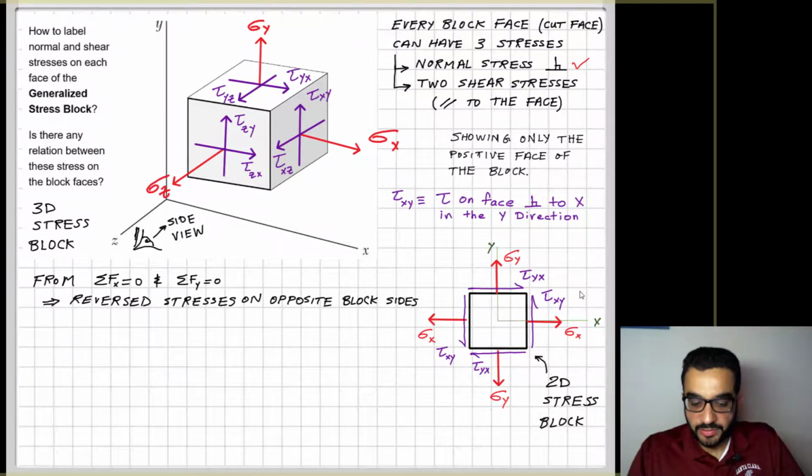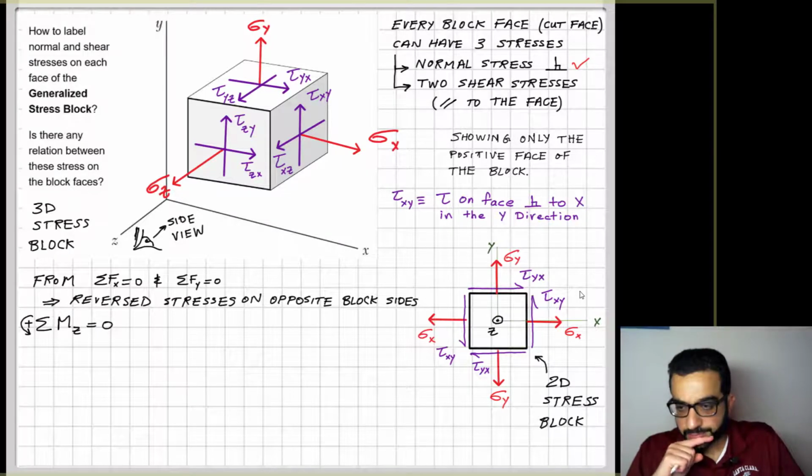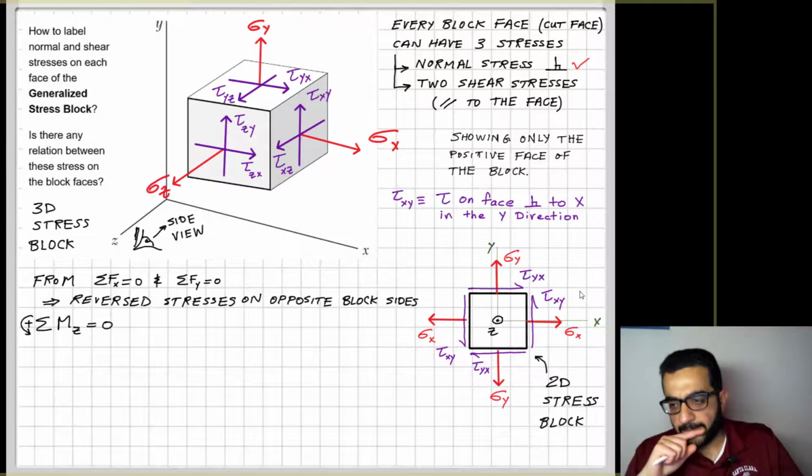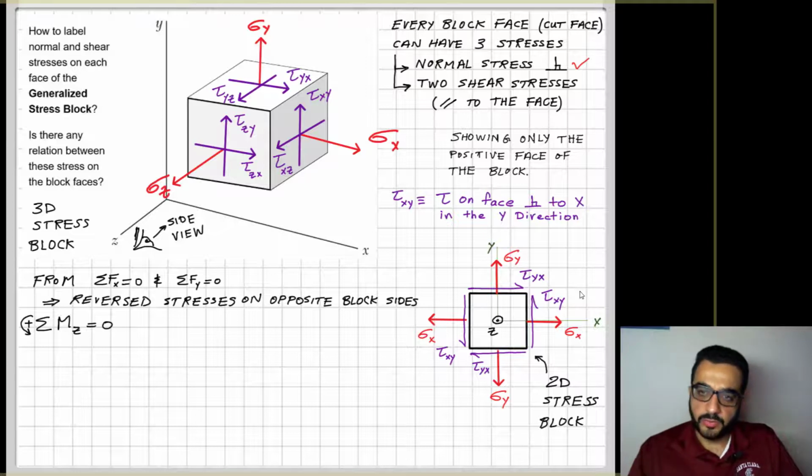Now I didn't use yet the third equilibrium equation, which is sum of the moment around a point. I'll pick the point here in the middle of the block, which I can move the z-axis to be in the middle of the block here, and try to see what's the equilibrium here. So can I relate here? I know sigma X on both sides are equal. What about tau XY and tau YX?